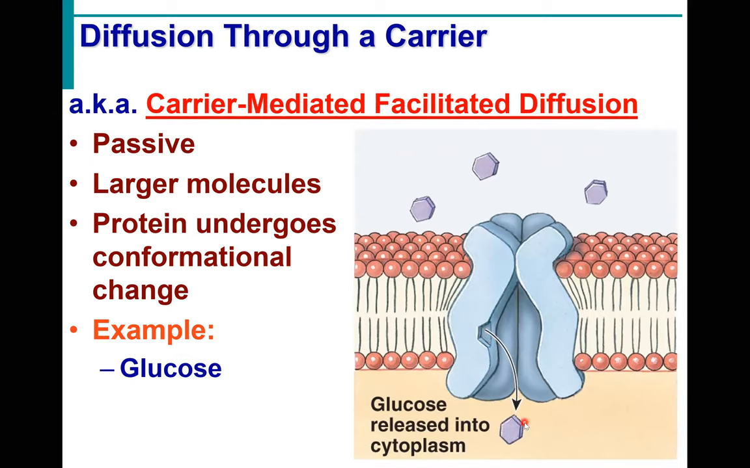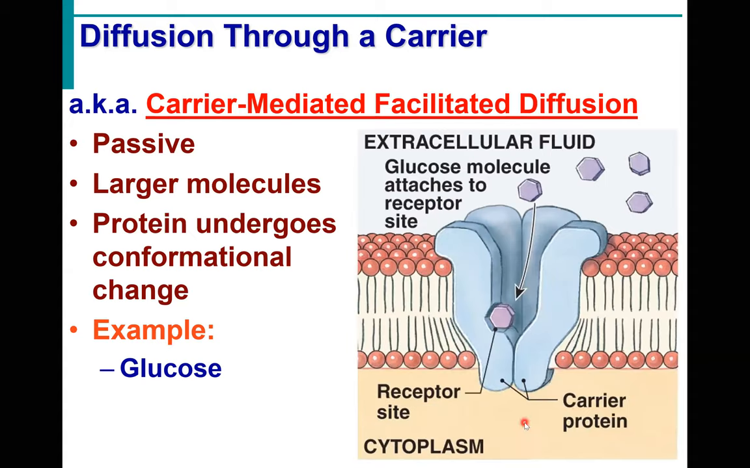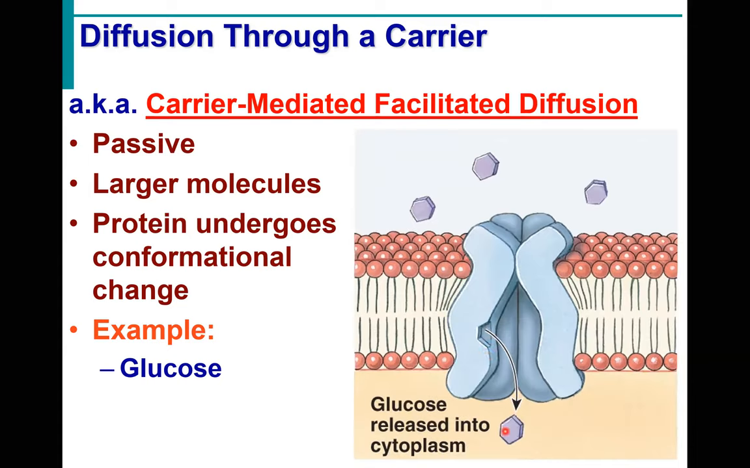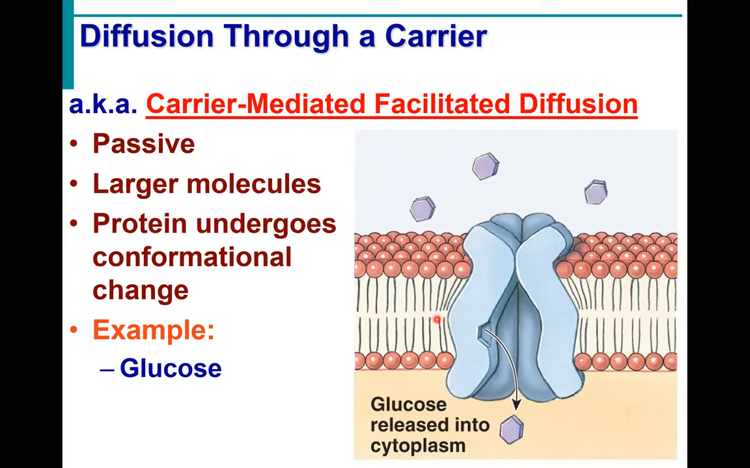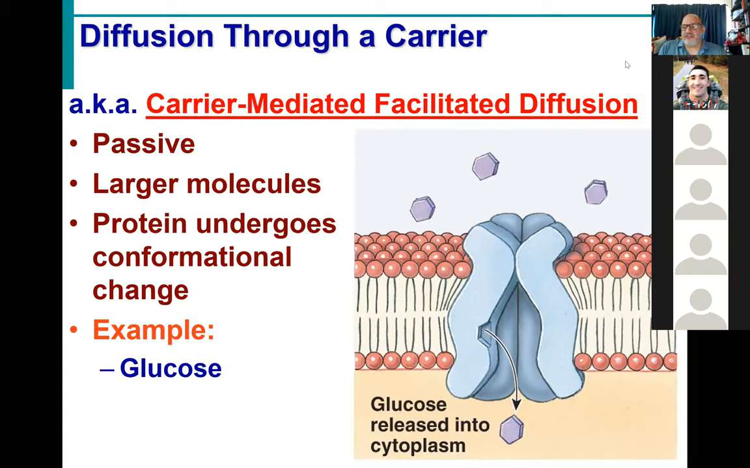As soon as that glucose lets go, it goes back to its original shape, open at the top, closed at the bottom. And then a new glucose binds and it changes shape and that glucose comes in. And then it goes back to the original shape, back and forth, back and forth. These proteins are changing shape to allow the molecule into the cell. But notice the cell is not using the energy to do this. It is the energy of the glucose that is changing its shape. That is why this is passive.